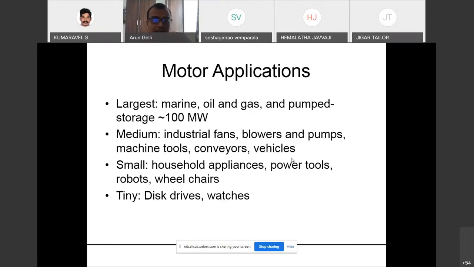Let's also see other applications, just to get an overview of motors. These are there right from 1960 onwards, more than 100 years old technology, and they are used in many other applications. They can be classified mainly into various types based upon the power rating, as you can see, largest.